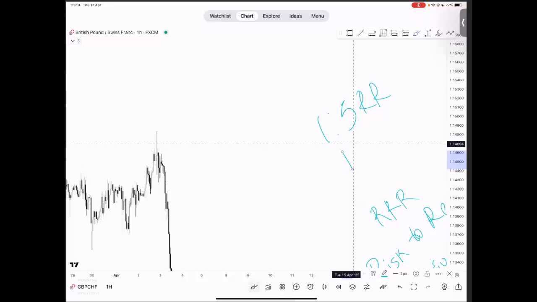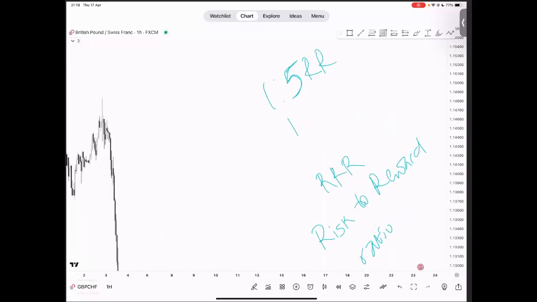Which means that if you're risking $100 on a setup, at stop loss you want to lose $100, and the trade is a 1:5 RR trade. It means that at take profit you're getting 5 times 100, which is $500.